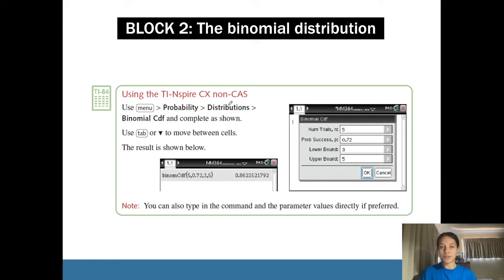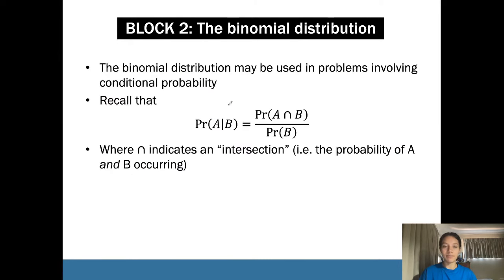And then again, you can also use your calculator setting. Those are in the slideshow there. And if stuck, probably ask your classmates who have the same calculator, or ask your teacher. Just really make sure that you understand how to use those functions. So again, binomial distribution may be used in problems involving conditional probability. So if you remember this formula for conditional probability, where this indicates an intersection here, probability of A and also B occurring.